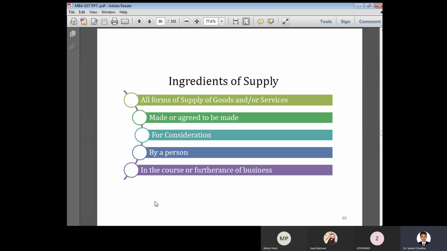So it is made or agreed to be made. Now what will be the further composition of supply? You can conduct the supply as of today, or the activity may be conducted after a future date. So it is a part of a consideration wherein the supply is conducted today, or it may be conducted at a certain future date. So made or agreed to be made, as part of an executed or part of an executory contract for consideration.